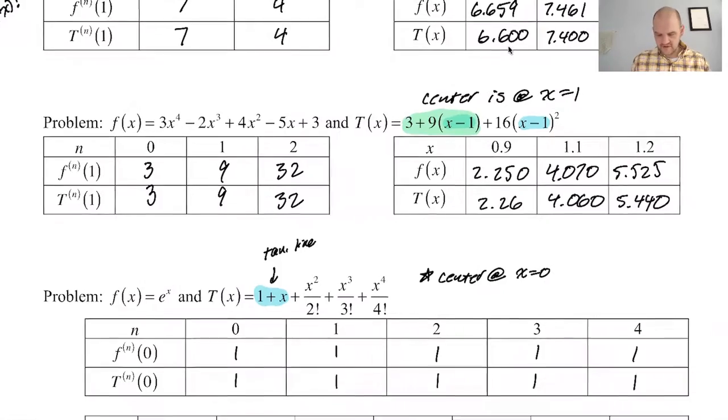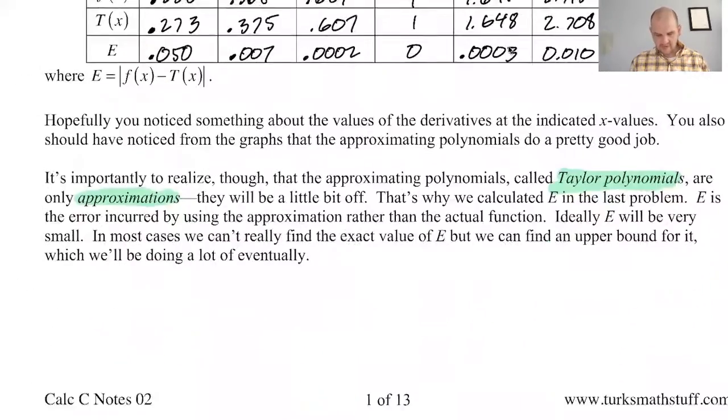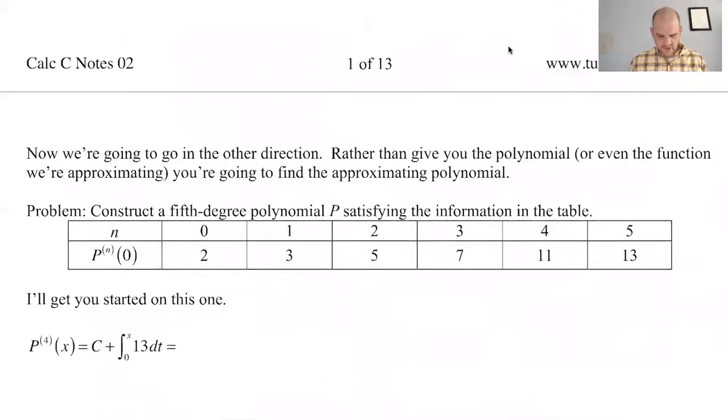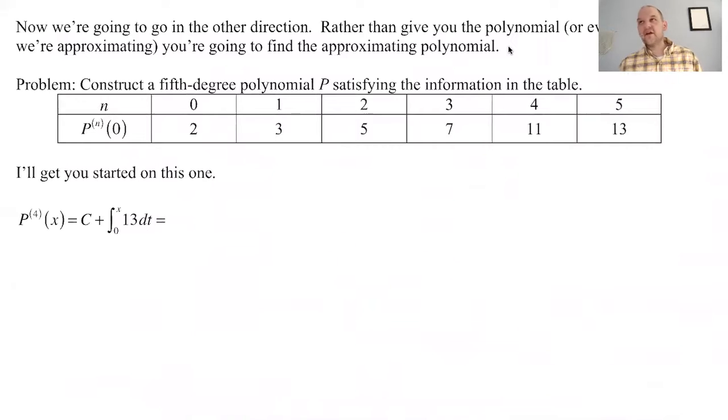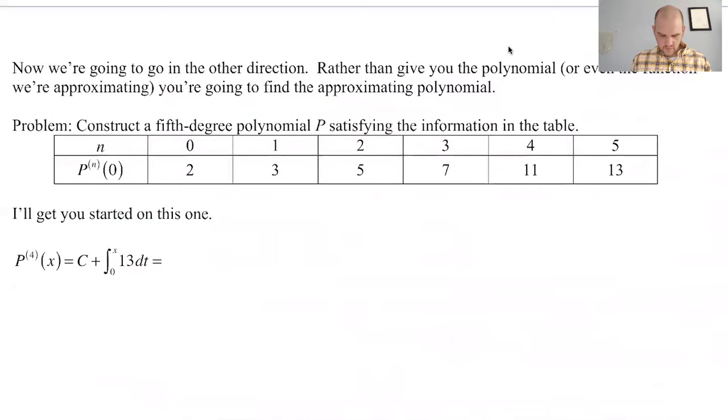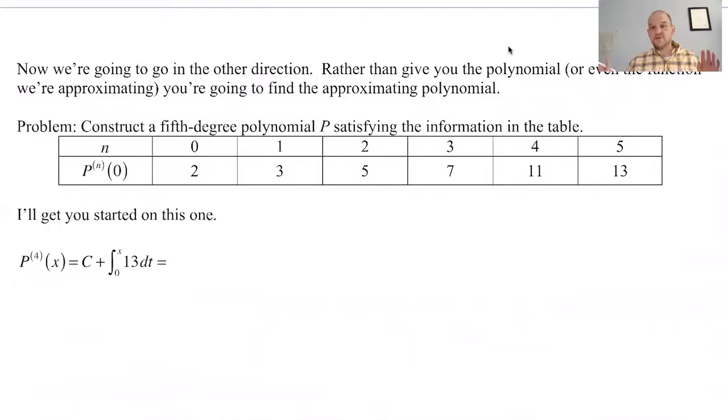What we're going to try to answer on the next page is, where do these polynomials come from? It's like, you know how to do this, but it feels weird at first. So we're just going to construct a polynomial with given information, right? We're going to construct a 5th degree polynomial, it's not really a Taylor polynomial unless it's for another function, but a 5th degree polynomial that satisfies the information in the table.